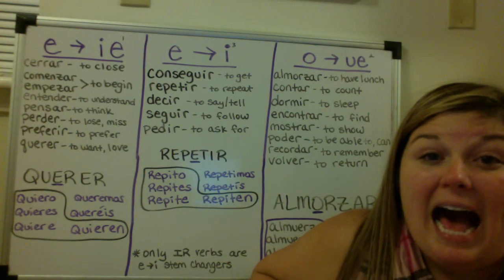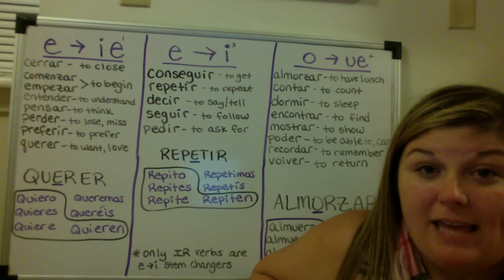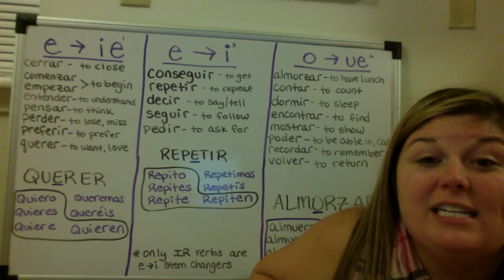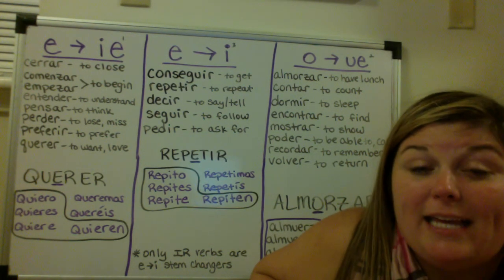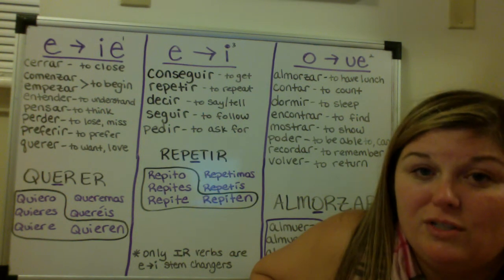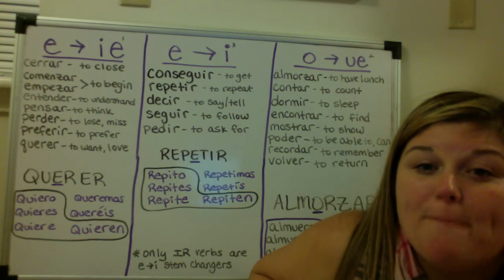Okay, so almorzar means to have lunch. So if you want to say I have lunch, you just drop the AR, add your normal endings like you have all along, and you're just going to change the O to a UE when you conjugate it, except for the nosotros and vosotros forms. So we'll look at this in just a second.